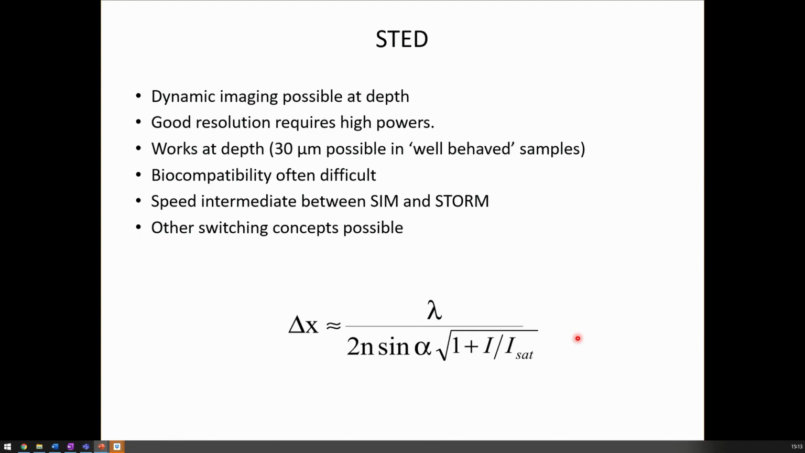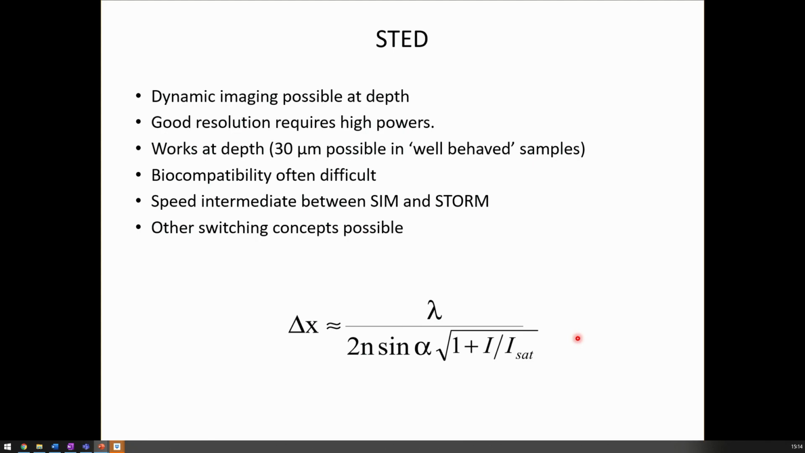As long as the donut stays well behaved, if the sample is very scattering or something else and distorts the donut, then of course the resolution suffers. You need to have a very precise round donut. So in well behaved samples you can go down to 30 microns. That is certainly deeper than what you could do easily with single molecule localization microscopy.